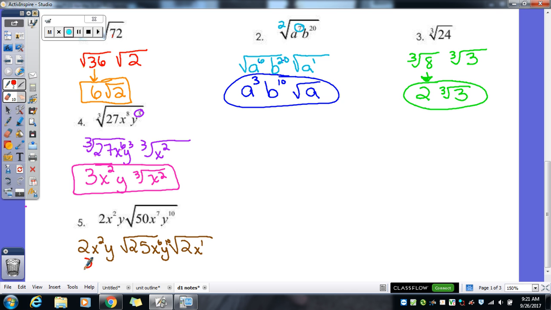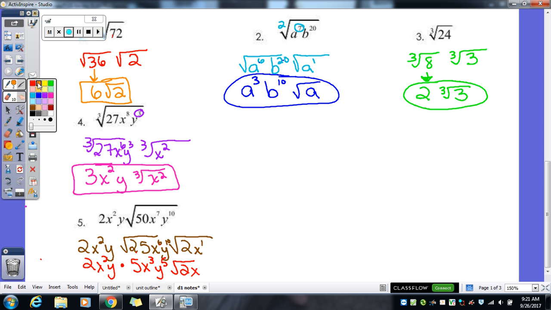So now, keeping my 2x squared y, I'm going to put a little multiplication dot there because I'm going to multiply it times the stuff I take out of the radical. Square root of 25 is 5. Divide the 6 by 2, I get x to the 3rd. 10 divided by 2 gives me y to the 5th. And then I still have the square root of 2x after it. So this one just had that one extra step because it did have the stuff out in front.